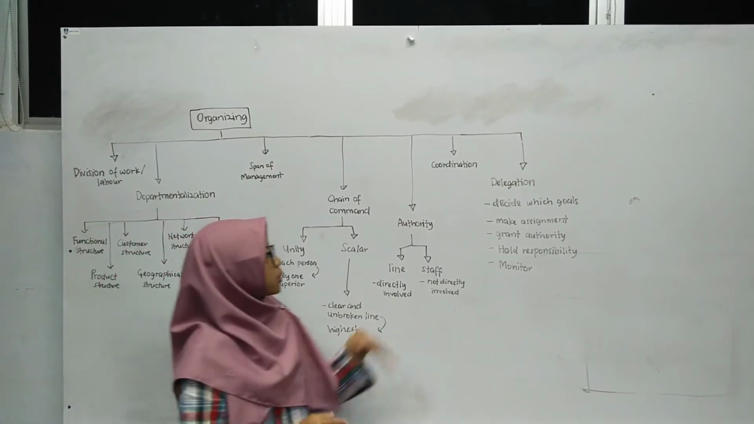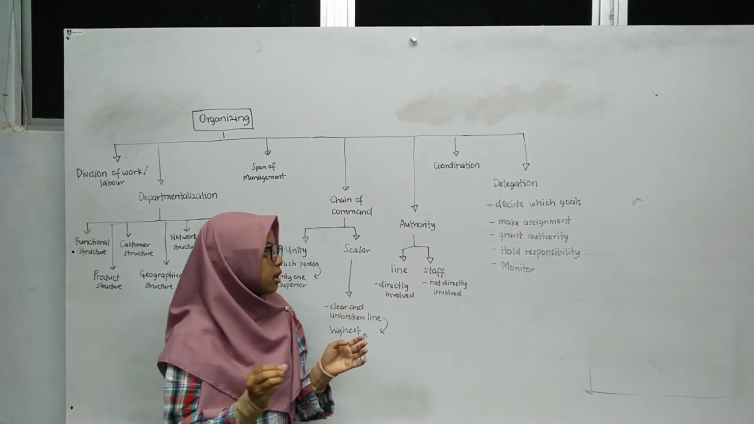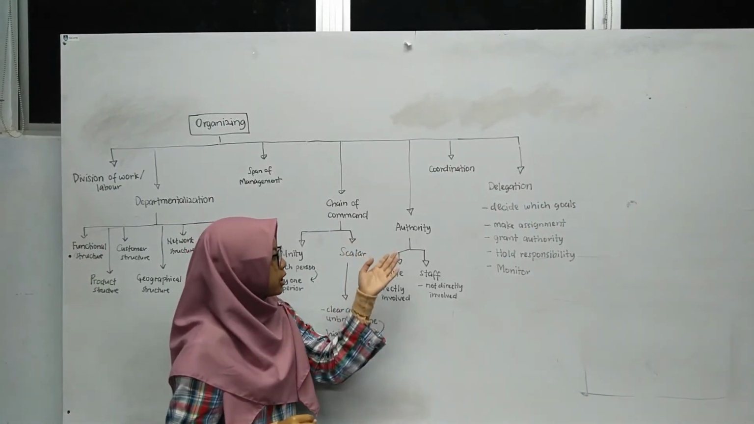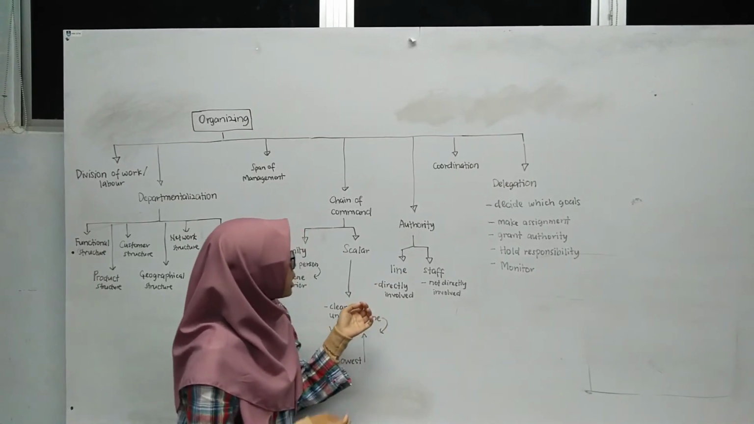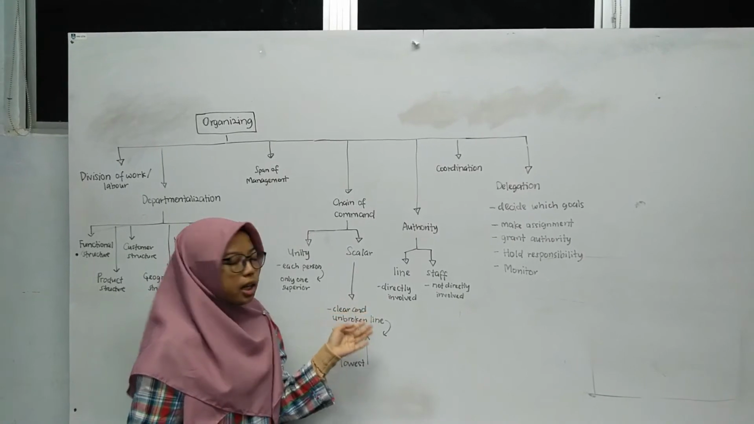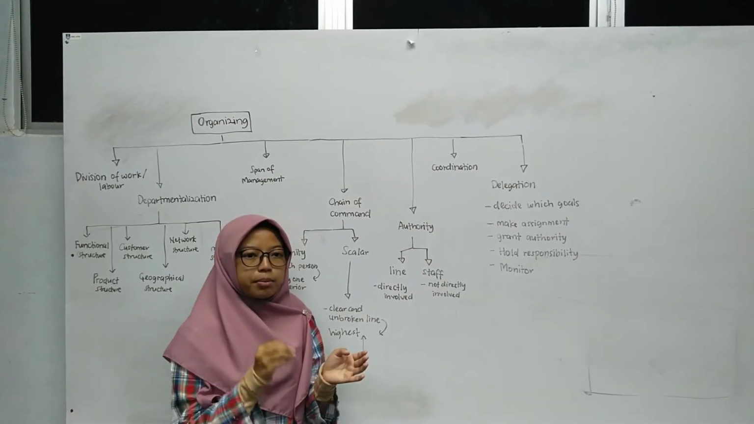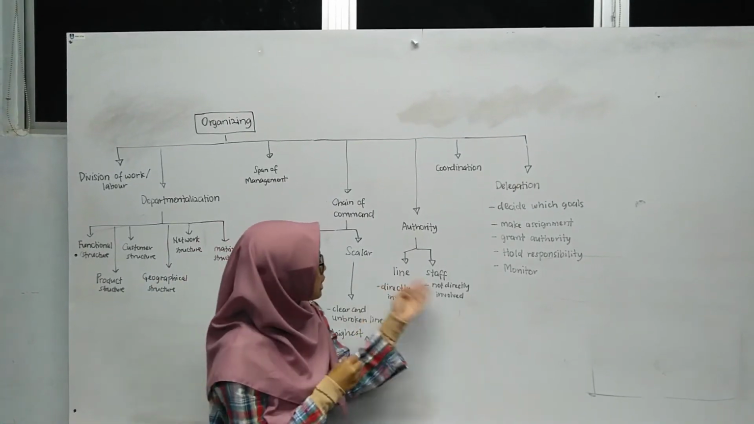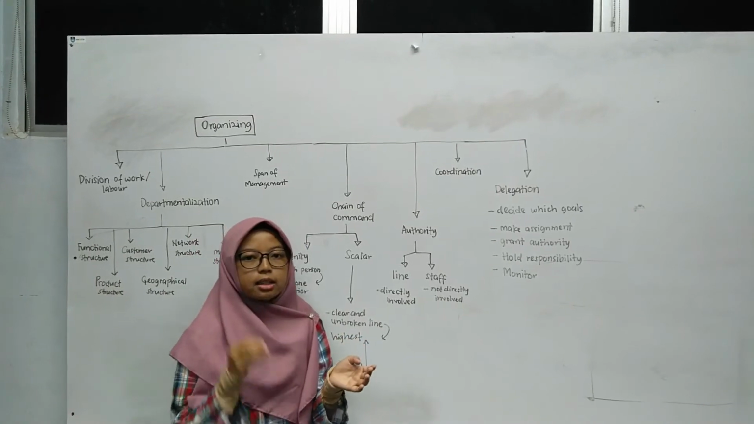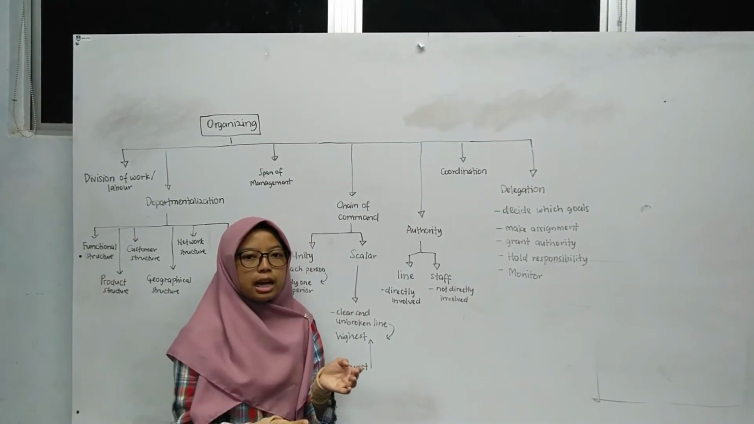And then next, authority. Authority is the right to make decisions. A person who has the right to make a decision is called an authority. This is divided into 2, line authority and staff authority. Line authority is a person directly involved in delivering the product, but staff authority is a person not directly involved but who provides support by personal line.